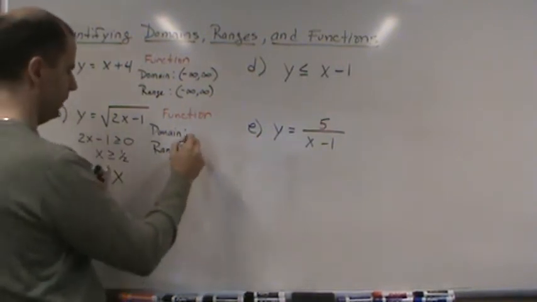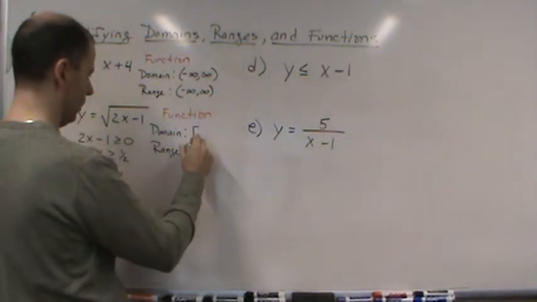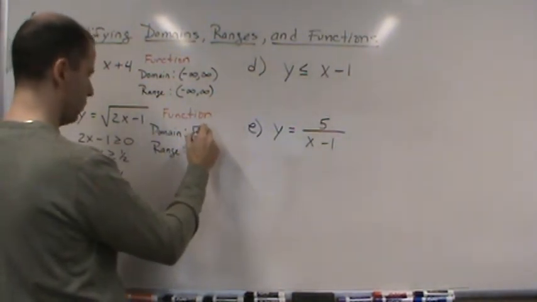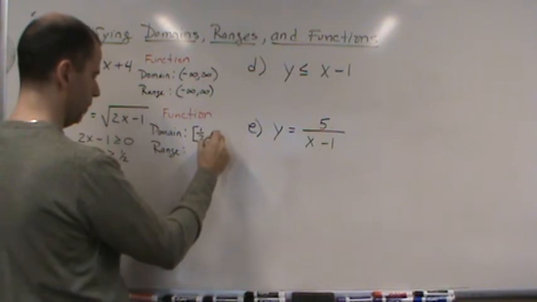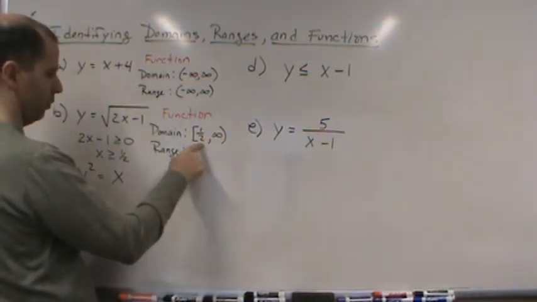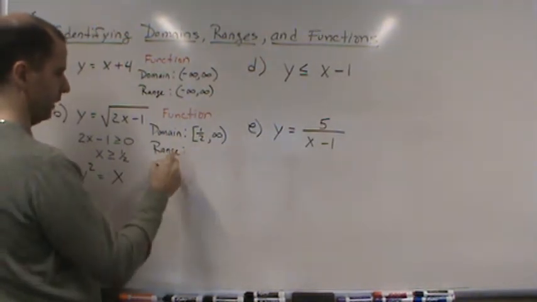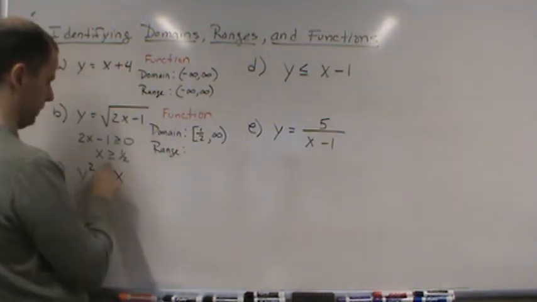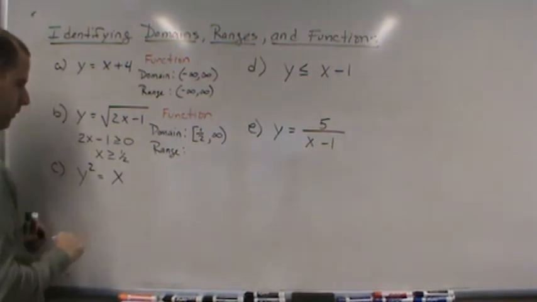So the domain is everything that's greater than or equal to 1/2. That's going to be the interval from 1/2 to positive infinity, and remember the square bracket because it's greater than or equal to.